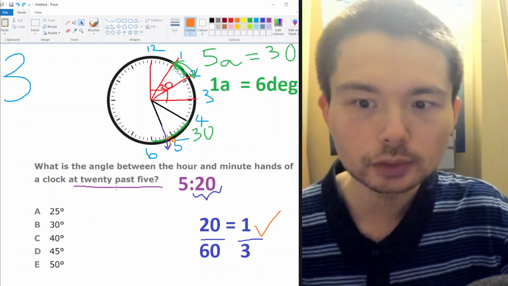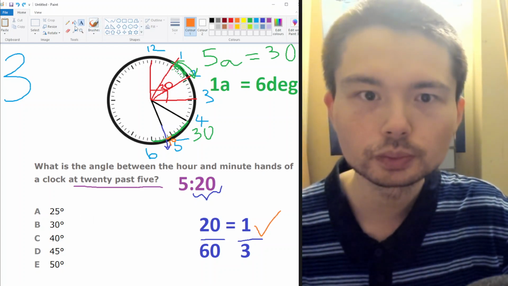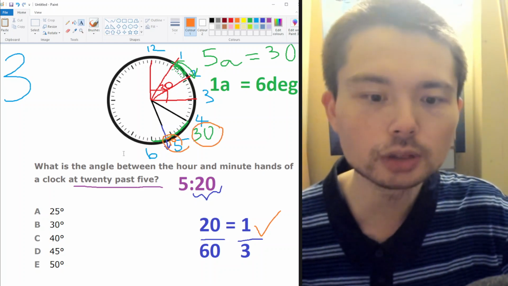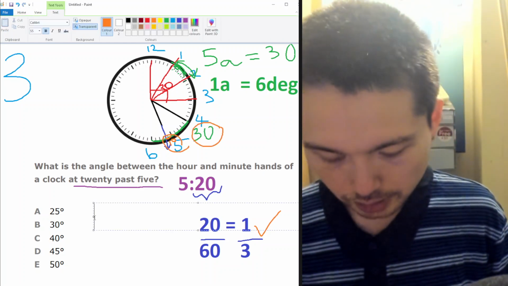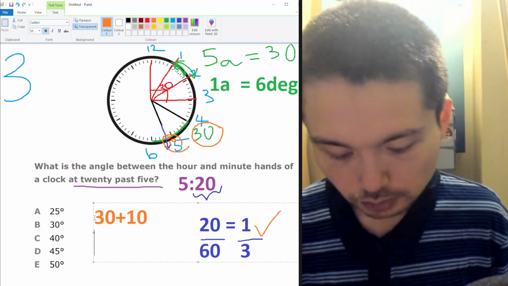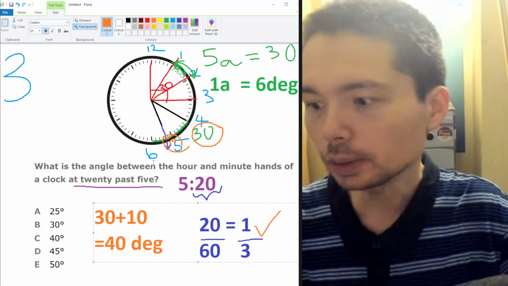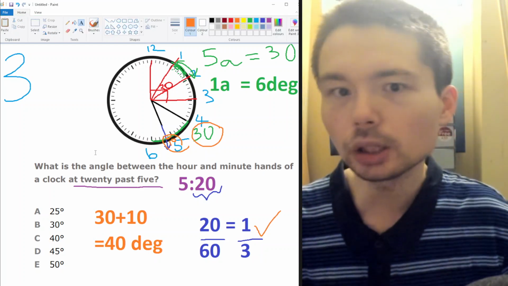So here we have this bit, 30 degrees. We turn 10 degrees. So altogether 30 plus 10 equals 40. That is one of the hardest angle questions I've ever seen. There we go, we're 9 minutes in. Let's end the video now.